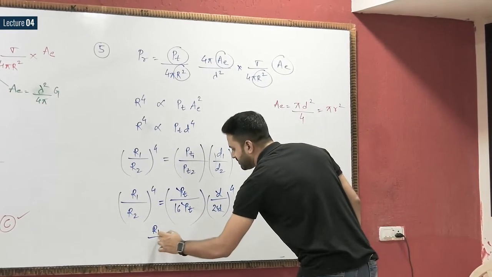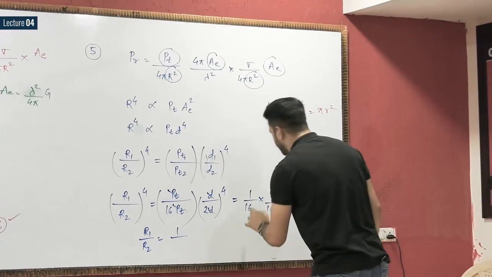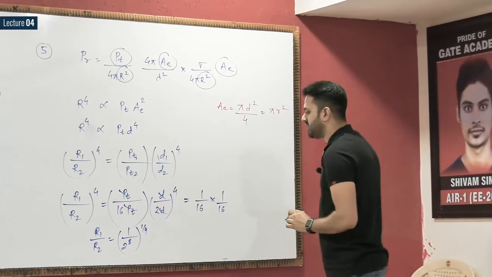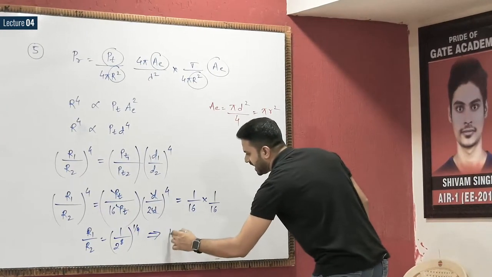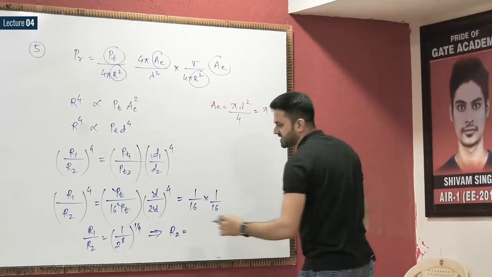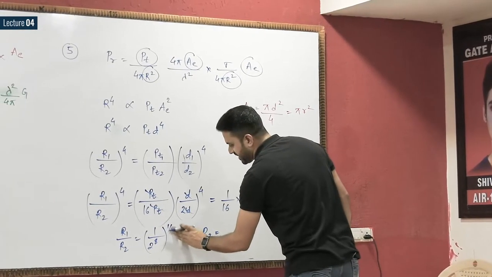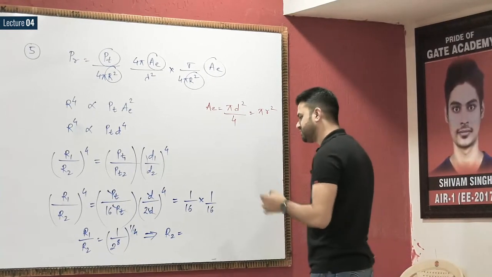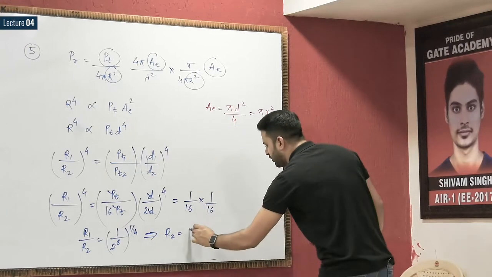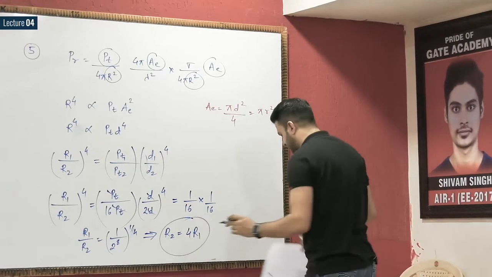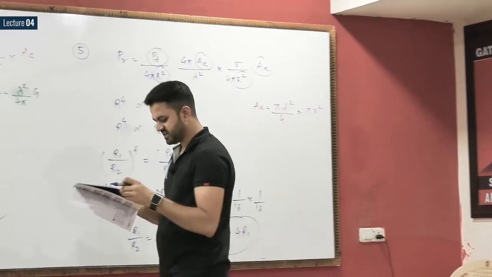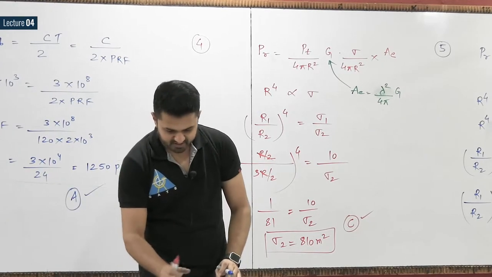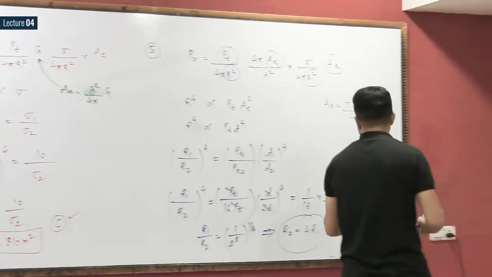And this R1 by R2 is equal to 1 upon 2 to the power 8 whole to the power 1 by 4. So this power will be 1 by 4, that means it will become 2, so R2 is 4 times R1. So the range should be increased by a factor of 4, that is the answer should be option C. So the correct answer is option C here, right?